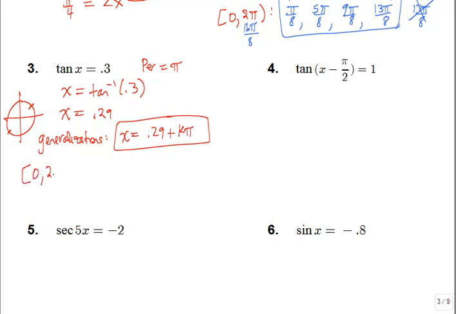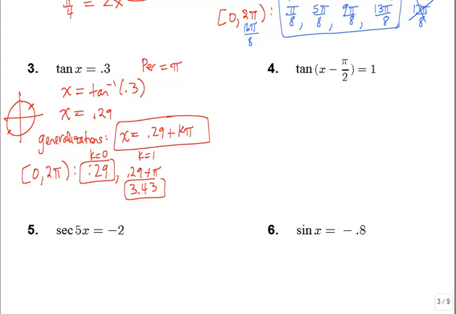To get our solutions between 0 and 2 pi, we're just going to let k be 0 in this generalization, which gives you that 0.29, and then we're going to let k be 1. So if k is 1, then that's just going to be whatever 0.29 plus pi is, and you can approximate that a little bit. That's about 3.43. Okay, so our two solutions between 0 and 2 pi would be 0.29 and 3.43. If I let k be 2, then this is going to be a 2 pi and I'll be outside of this interval, so I don't need to go any higher than k is equal to 1.